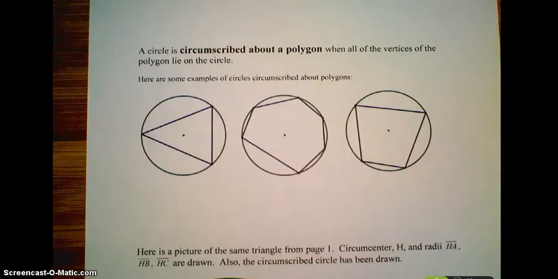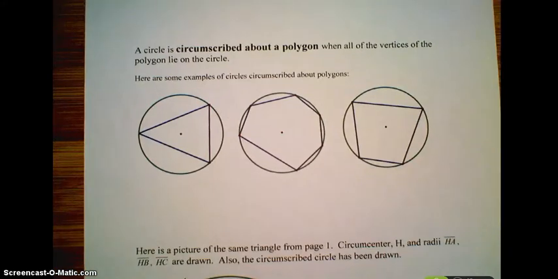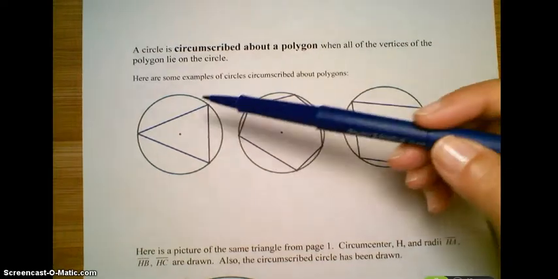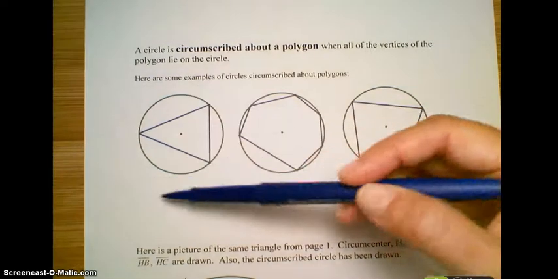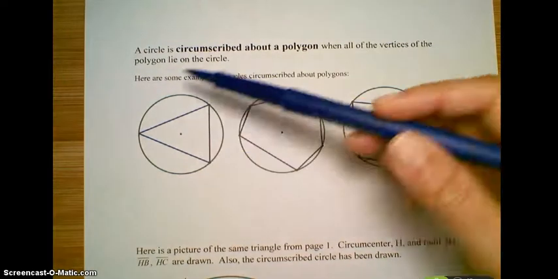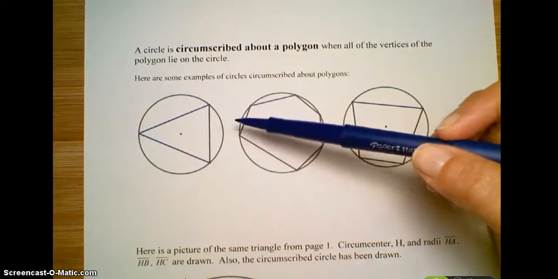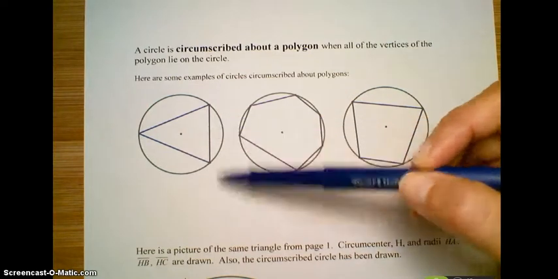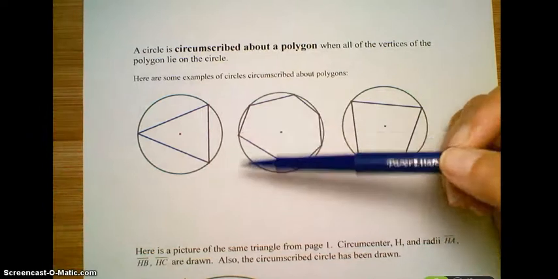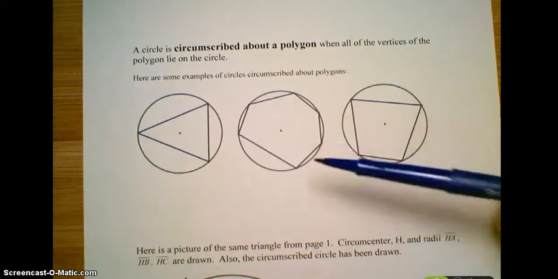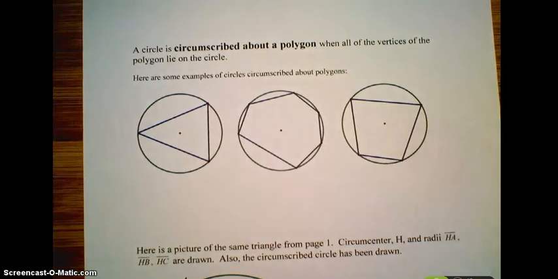On page 1, we mentioned that the circle was circumscribed about the polygon. And here you just have some examples of polygons where the circle has been circumscribed around the polygon. We could also say another way to describe this is the polygon is inscribed in the circle. All the vertices are sitting on the circle. So again, these are just examples of that.